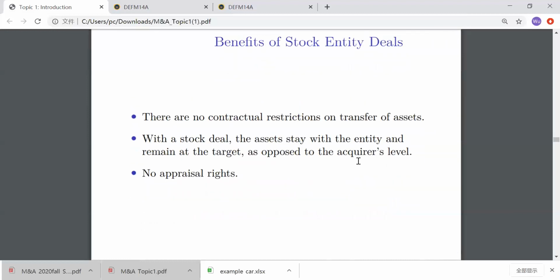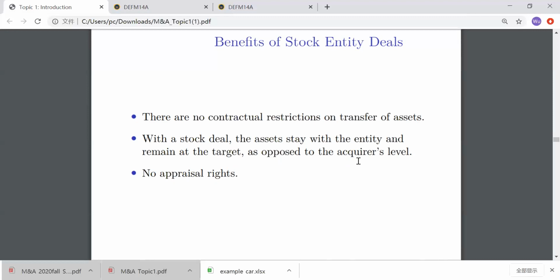So the benefits of a stock entity deal are a lot, right? For example, there are no contractual restrictions on the transfer of assets. For example, if the target's assets are held together with another company, with a partnership, in that case there are contractual restrictions. But if you do an entity deal, everything is yours. There are no contractual restrictions, right? And with the stock deal, the assets stay with the entity and remain at the target as opposed to the acquirer's level, right? So that's also a major difference.